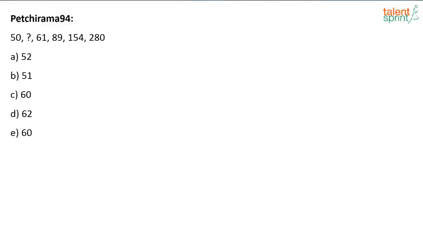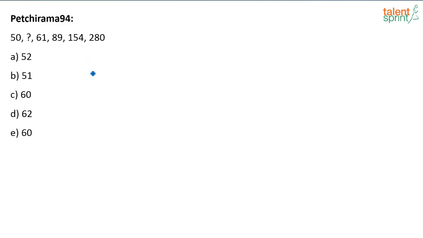I'm sure a lot of you will be able to solve this, because the pattern that is being followed here is a common pattern, right? We have seen such patterns in a lot of questions. So try this one. 50, question mark, 61, 89, 154, 280. What will come in the place of question mark?